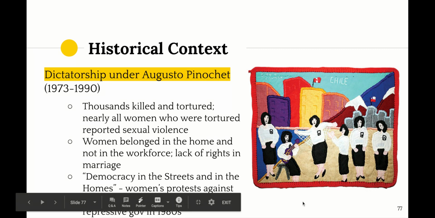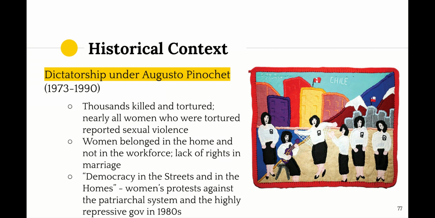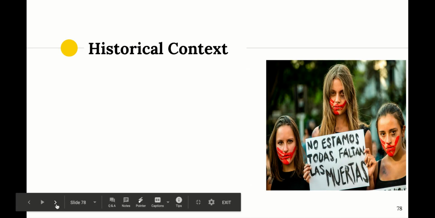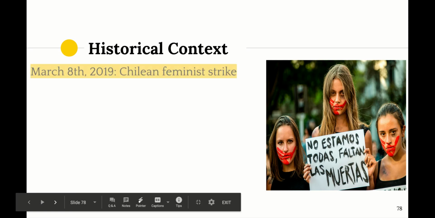I decided to choose a more uplifting one just to show how beautiful they are and to show a form of resistance that was happening early on. Making sure I got everything here. I think I did. Moving on, we're going to fast forward until last March, March 2019.